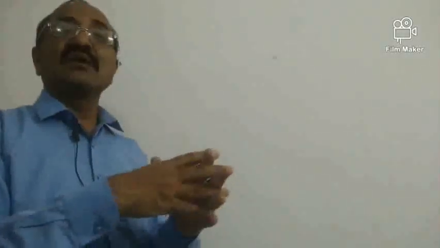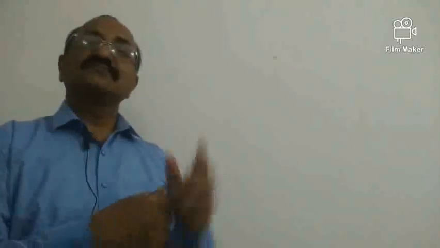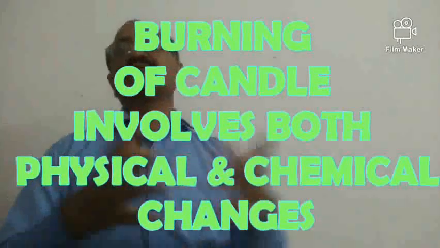How do you say it? A lot of heat energy is released, and you get soot and some gases. From these gases, you cannot get back the wax again. So that's a chemical change. So when a candle is burning, there are two types of changes happening simultaneously. What are they? Physical change as well as chemical change. So children, this is it.